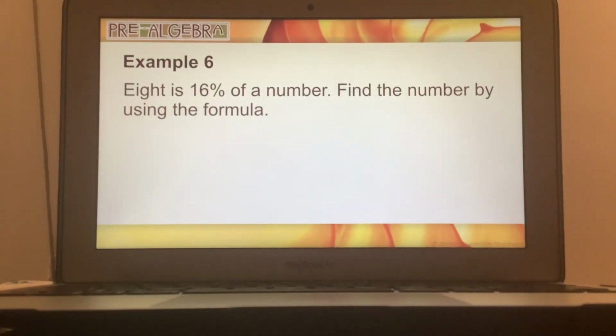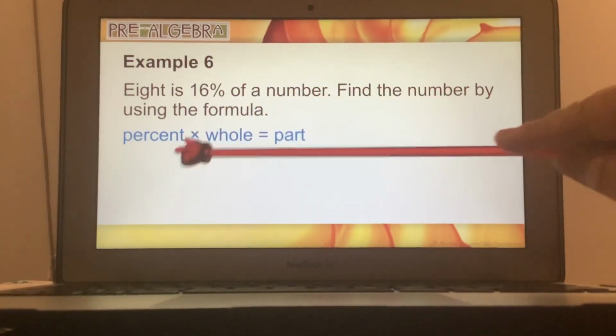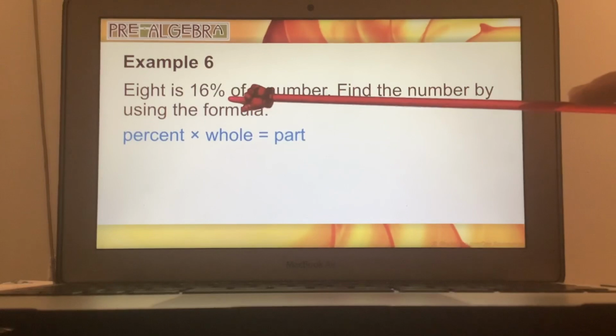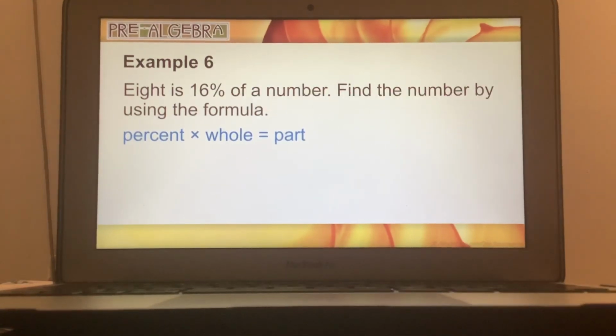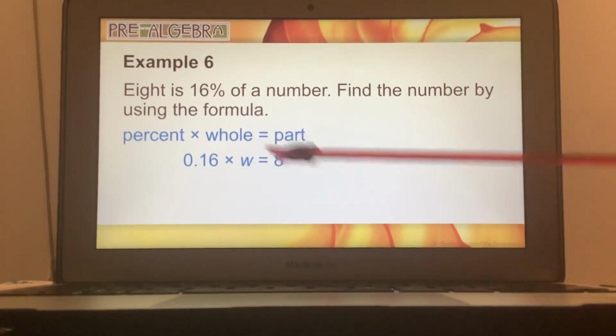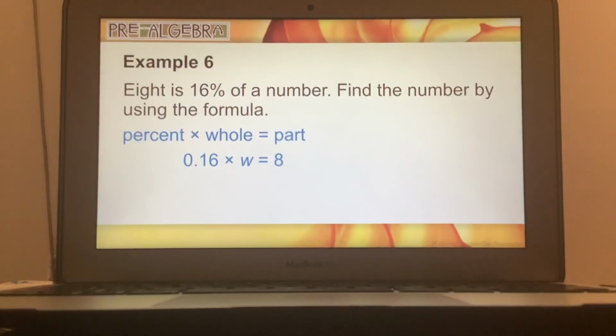Now, the next example says 8 is 16% of what number? Find the number by using the formula. So now we're back to using the formula again. What is our formula? The formula is the percent times the whole equals the part. And what is our percent in this equation? 16%. But we have to convert 16% to a decimal. So what is that? Yes, 0.16. And then times the whole, we'll use W for the whole, and the part is 8.